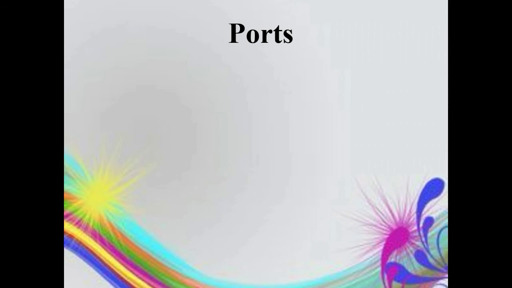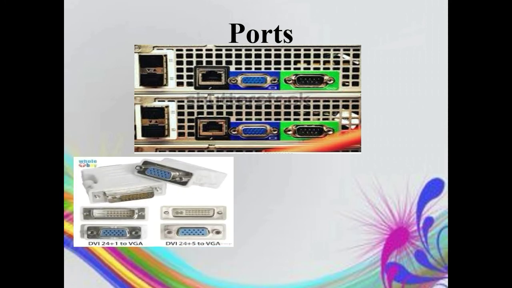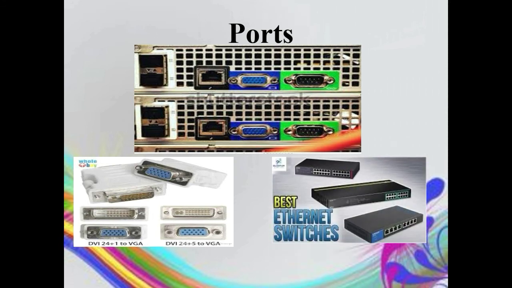Ports. Ports allow connections between the computer and various external devices. Most ports are located behind the CPU cabinet. Some devices such as monitors, keyboards and printers have specific ports. Furthermore, most computers have an Ethernet port for connecting network cables and USB ports to connect USB devices.